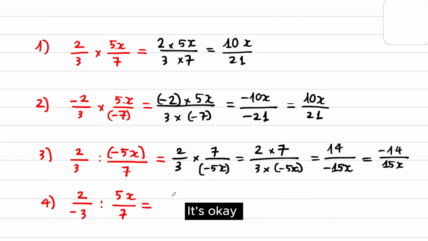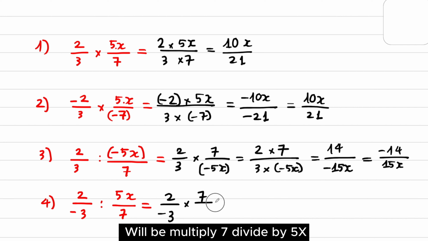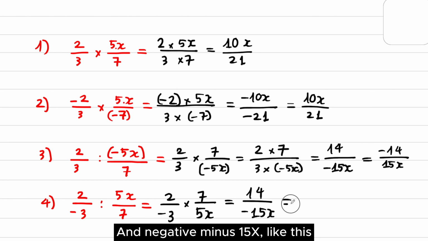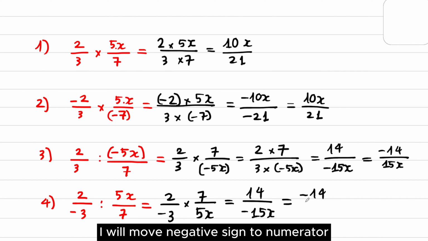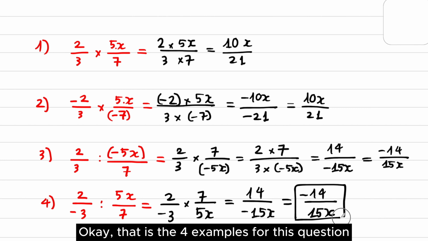Okay. So 2 divided by negative 3 for question 4 will be multiplied by 7 divided by 5x. So this means you got 14 here and minus 15x, like this. So the next step I will move the negative sign to the numerator. Yeah, the same thing. Okay, that is the first 4 examples for this question.